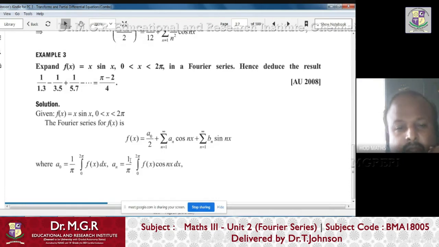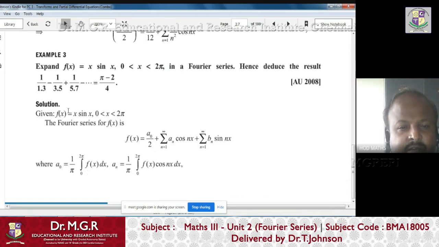As I told already, you have to find a naught, a n and b n. So the formula to find a naught is here: 1 by pi, integral from c to c plus 2 pi. But here in place of c, 0 is there. So the lower limit is 0, since here also they started with 0. The upper limit is 2 pi. Now you have to evaluate this.